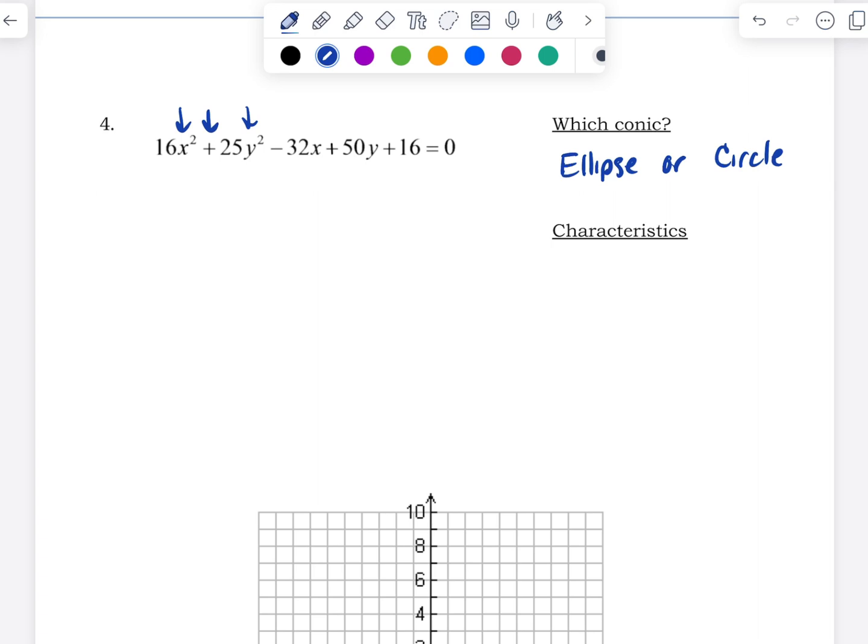So same idea. In fact, if you want to pause the video right now and try out the completing the square just like the last one, be my guest, okay? If not, you can totally just keep listening.